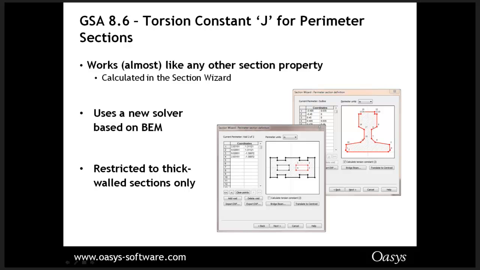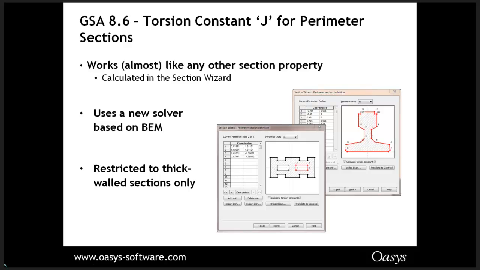I'll do one slide, just to mention what it's actually doing, to give some context to the calculation. One thing I'll say here is that it is restricted to thick wall sections only. The perimeter section dialog in general is designed for thick wall sections, and I think a lot of you will recognise that a thin wall section would be better suited by specific thin wall theory, which is something we might look at in the future. For now, it will give you a warning if it considers your section to be too thin, saying, hey, this is looking a bit thin.